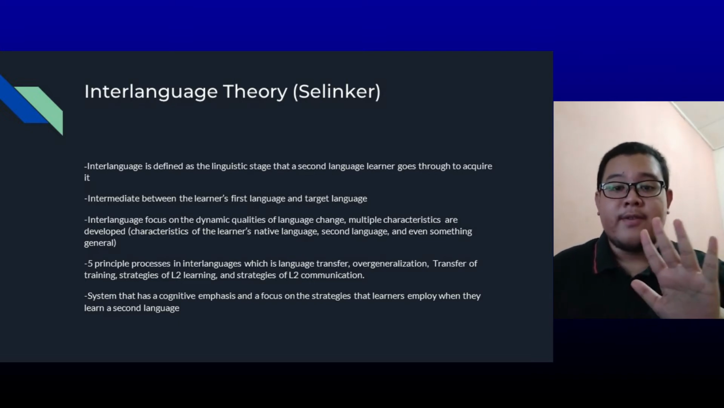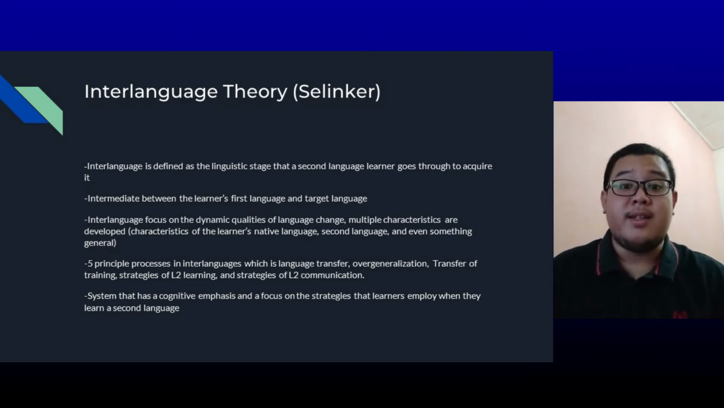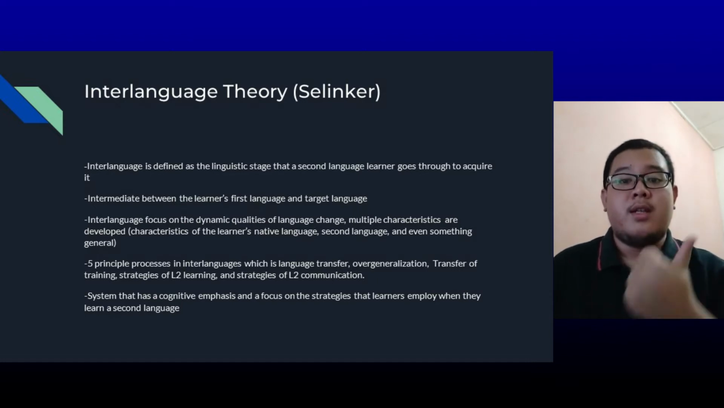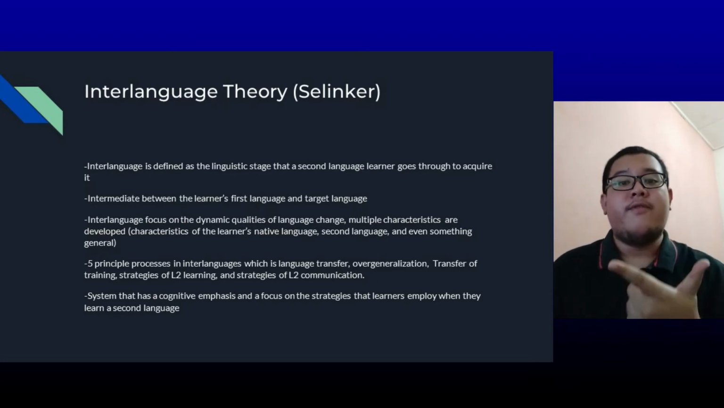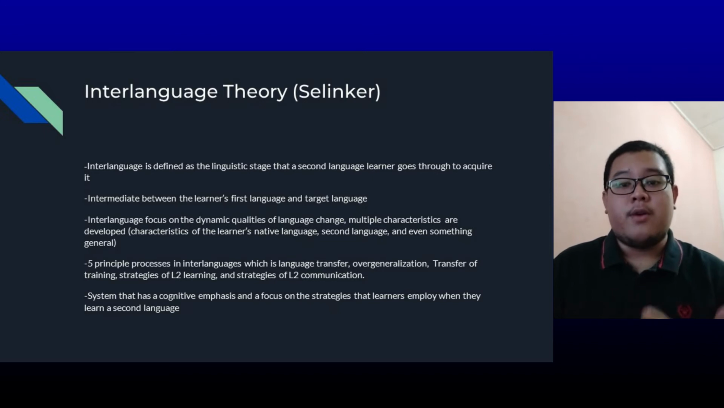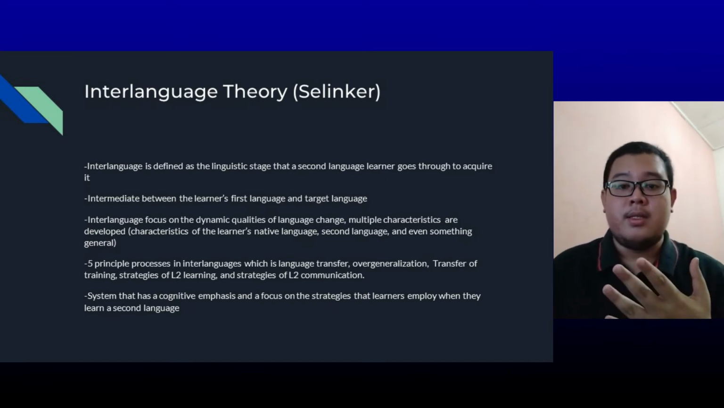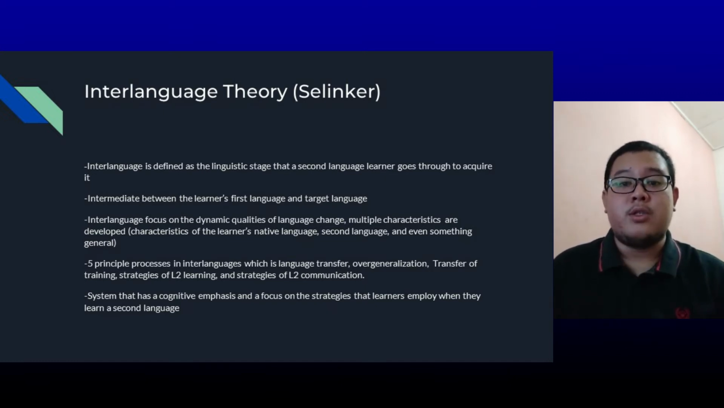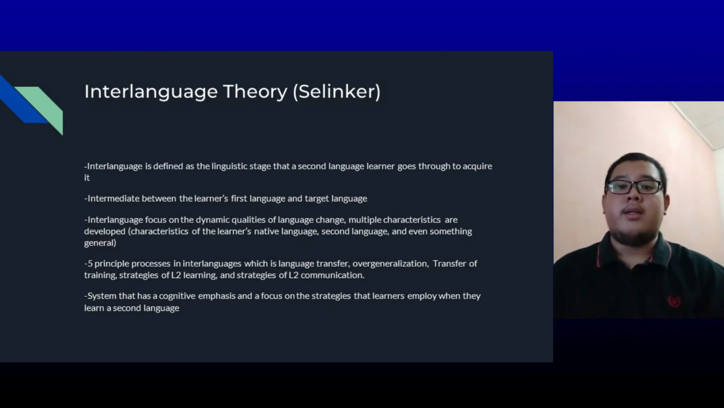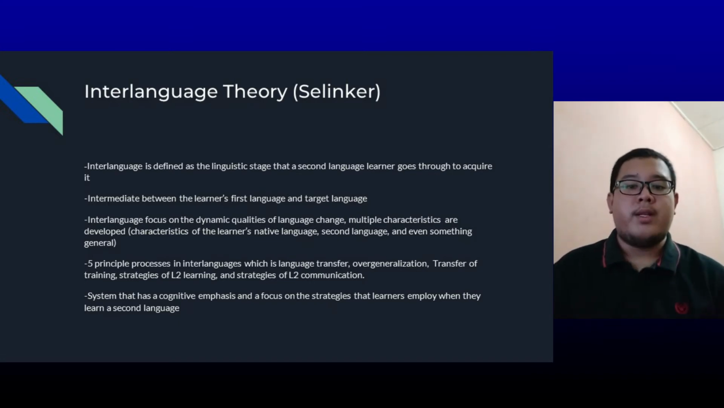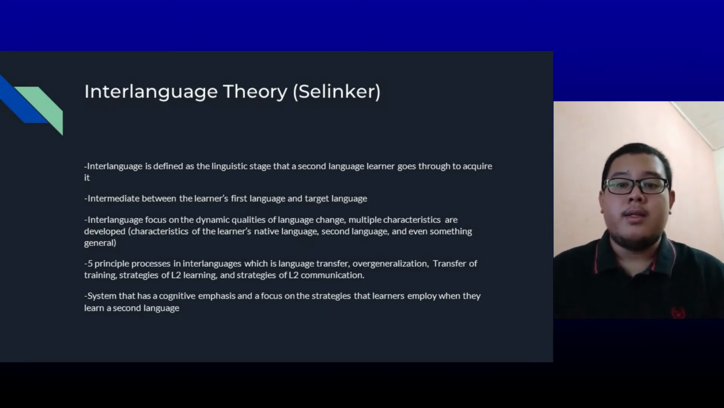There are five principal processes in interlanguage theory, which are language transfer, overgeneralization, transfer of training, strategies of second language learning, and lastly, strategies of second language communication. This theory is a system that has a cognitive emphasis and focuses on the strategies that the learner must employ when they are trying to learn the second language.